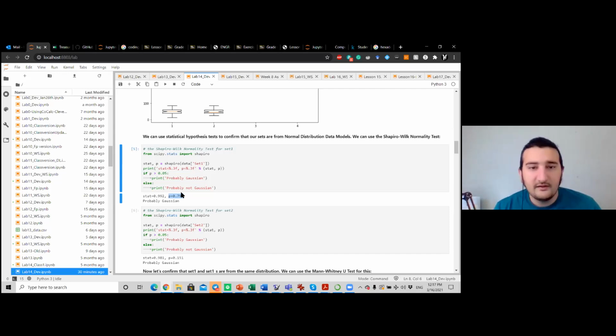Okay, so we compare this 0.793 with our significance level, which was 0.05, and we are going to conclude that set 1 is probably normally distributed. Question: why, even though I have run the test and I calculated the p-value and I compared it to my significance level, am I still saying probably?